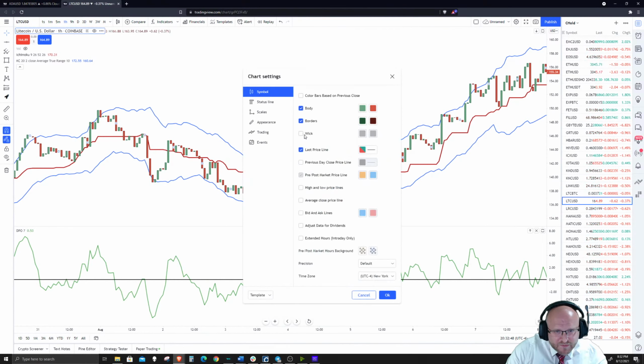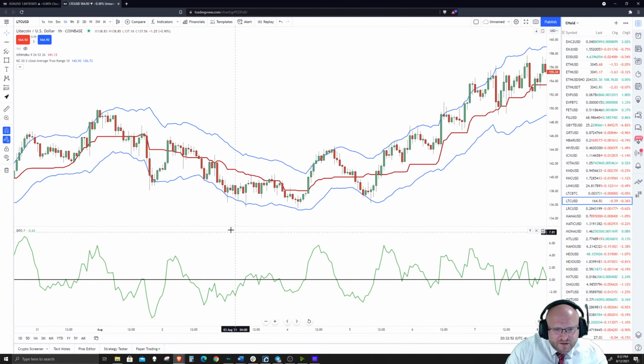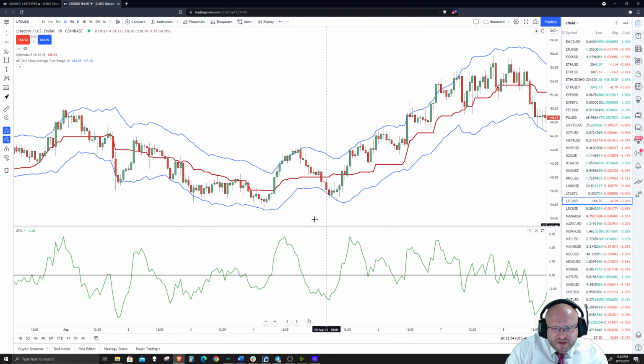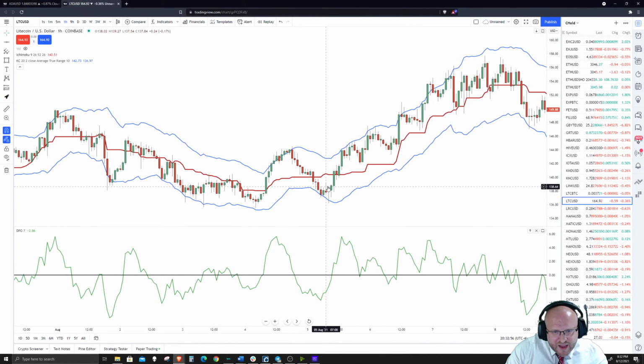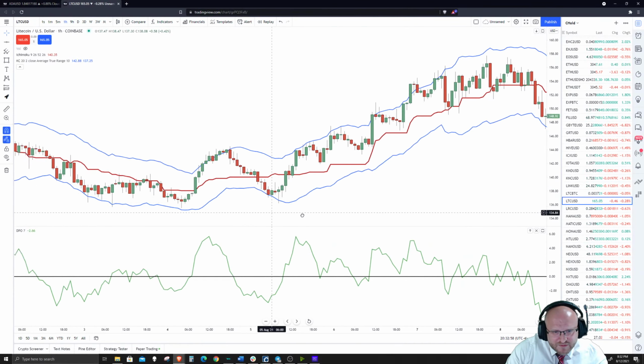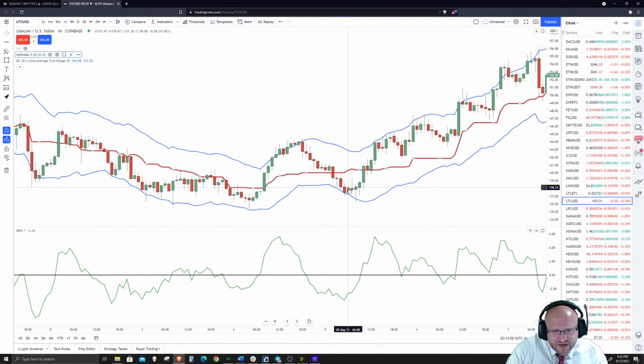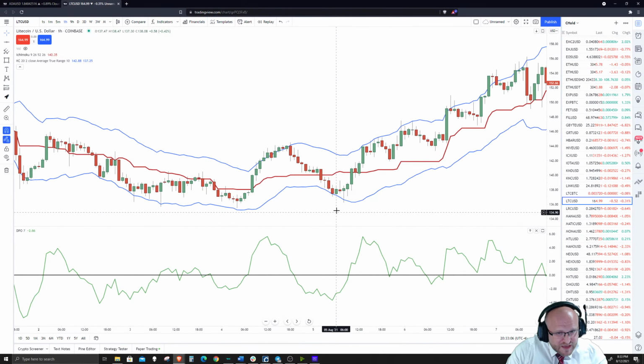I don't know if the wick pierced that or not. Trying to think of a spot. Okay, right here. There's a gap between the Kijun-sen and the candlesticks. There was a break below. By the way, this is the hourly chart.